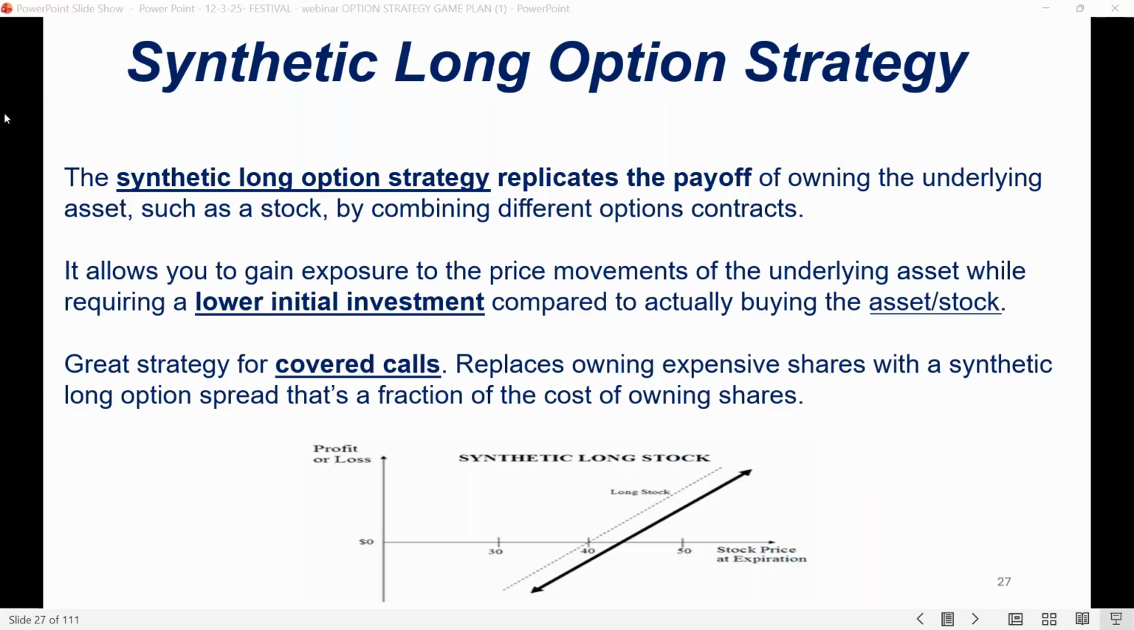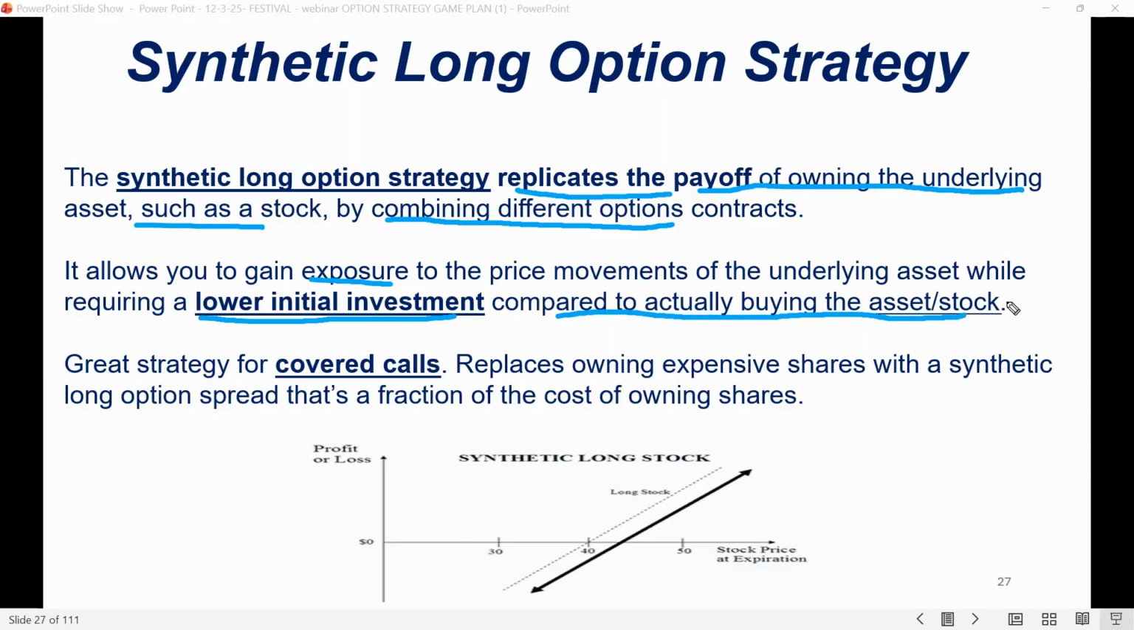So this is another one that we'll talk about, which is where you can actually replicate the payoff of owning the underlying asset or a stock, let's say. All you're doing is combining different option contracts to replicate the payoff of the underlying long security. This allows you to gain exposure to the price movement of your underlying stock while requiring lower initial investment capital compared to actually owning the stock outright. So it'll do a fraction of the cost.